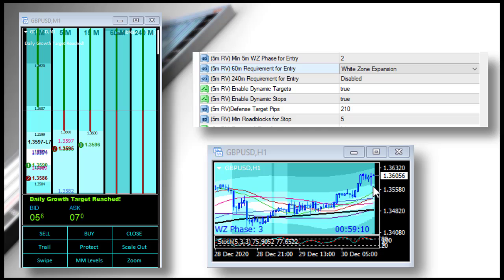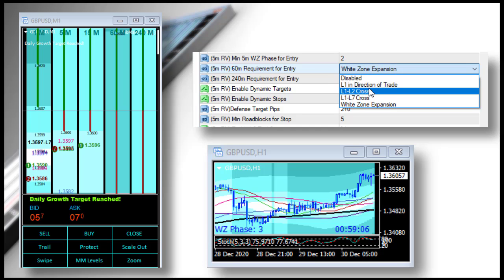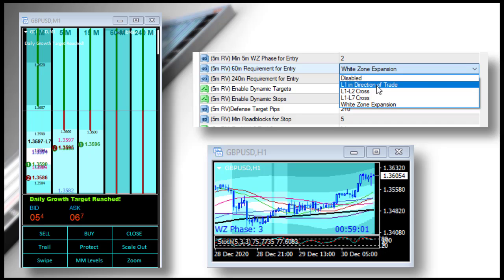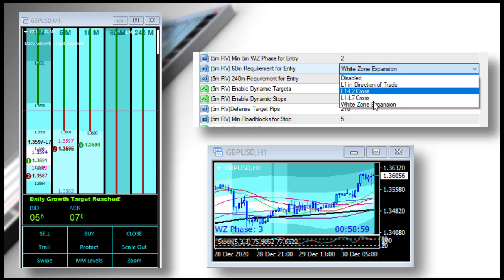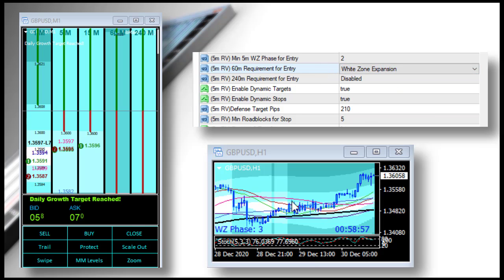Right now, the hour's pointing long, so if we had any requirement for the hour at all, even L1 in direction, we would fail. We would not get this one. This would make it so it only looks for long reversals at this point, if you had anything. So you can imagine probably the same for the 4 hour. All right, so we don't have any requirement.